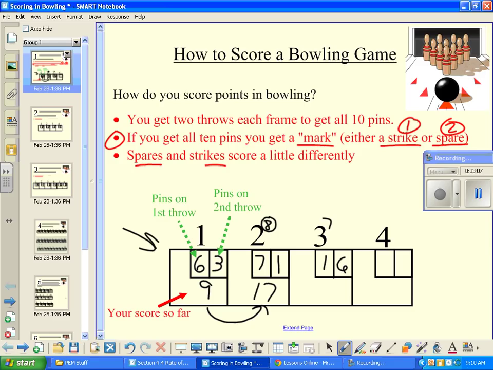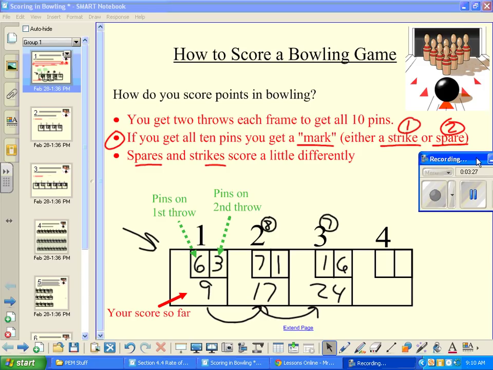So I got 7 pins total in that frame. That's my score for that frame. 7 plus 17, my running total down here. Now I have 24 so far. So again, if this was all it took to score a game of bowling, well, then it wouldn't be too bad. But when you start factoring in spares and strikes, which is what I'm going to teach you about next, that's when we have to add a few different numbers together.